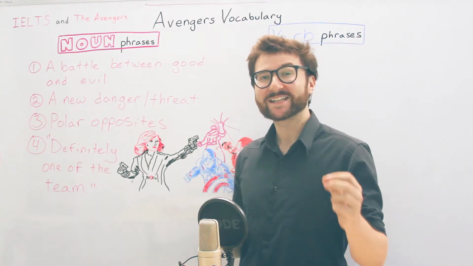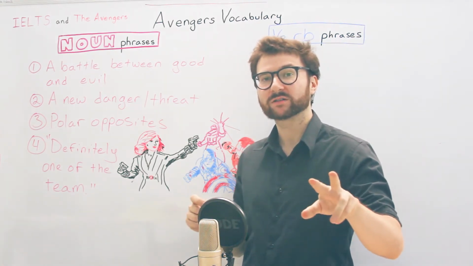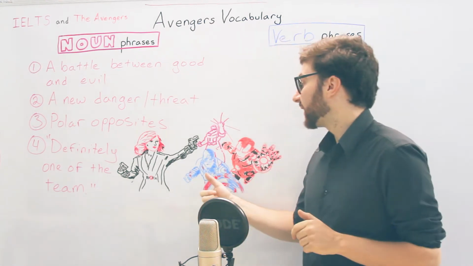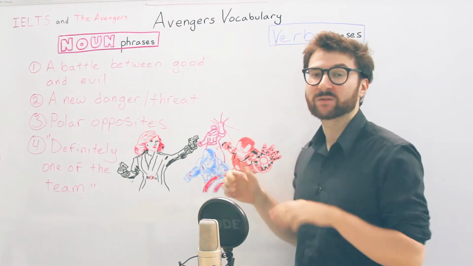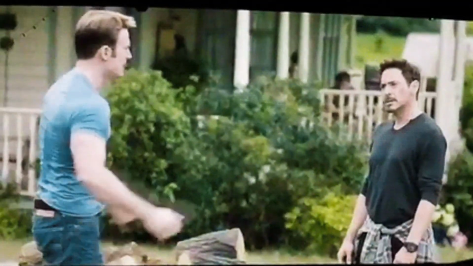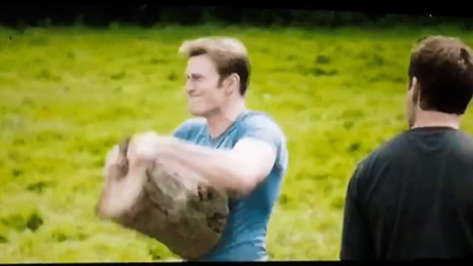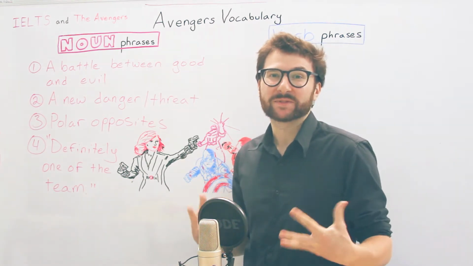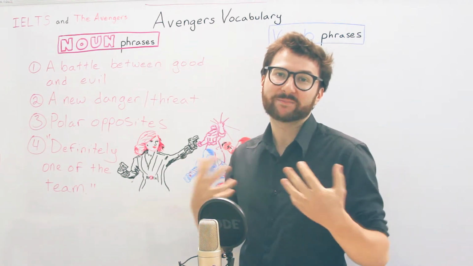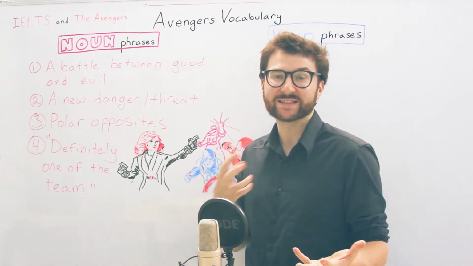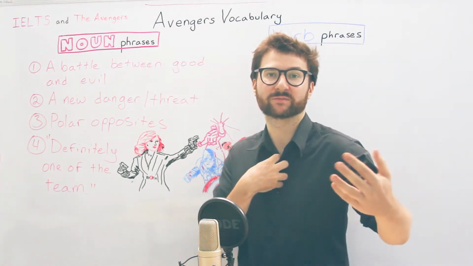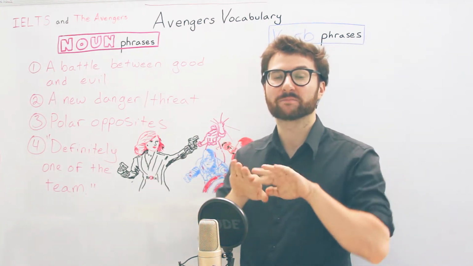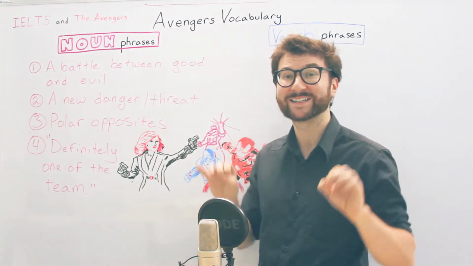Polar opposites. This is how you would describe 2 characters that are totally different. For example, in the Avengers, Captain America and Iron Man are polar opposites. Iron Man is rich, confident, arrogant, cocky. Captain America is exactly the opposite. He's humble, dignified, patriotic. He doesn't care so much about himself, he cares more about his country, as opposed to Iron Man, who cares about himself. These characters are polar opposites, totally different.